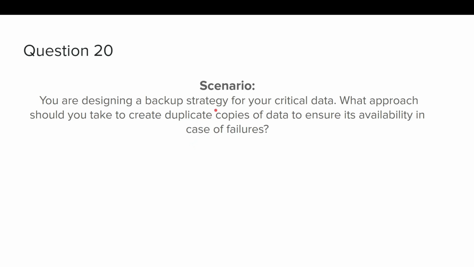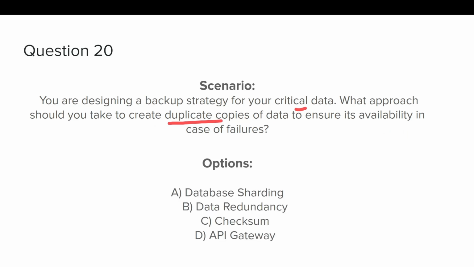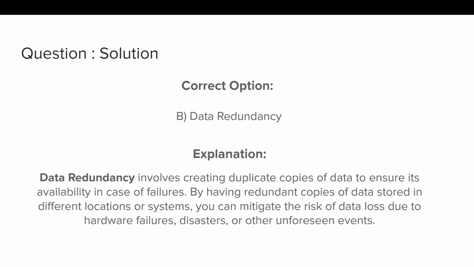You're designing a backup strategy for your critical data. What approach should you take to create duplicate copies of data to ensure its availability in case of failures? Now, you may think of database replication, but that is not the right answer over here. The right answer over here is data redundancy. So the first question that might come is how is it different from data replication? Data redundancy involves creating duplicate copies to ensure availability. This is also going to ensure fault tolerance.